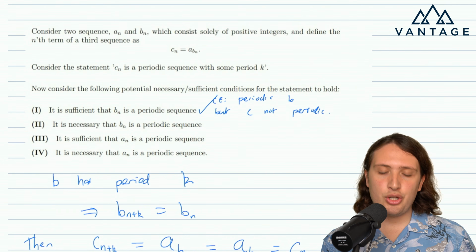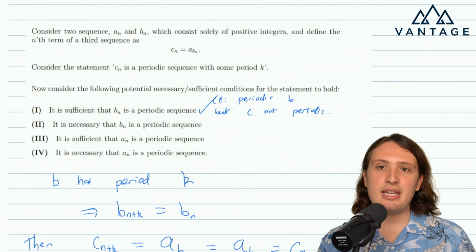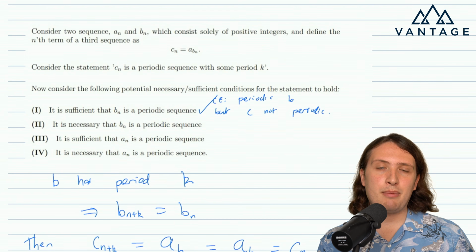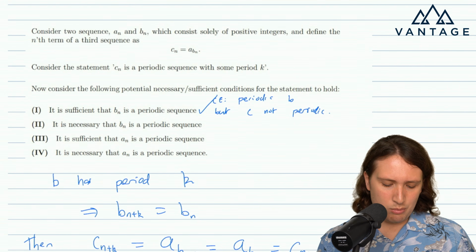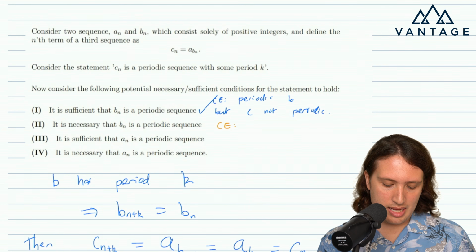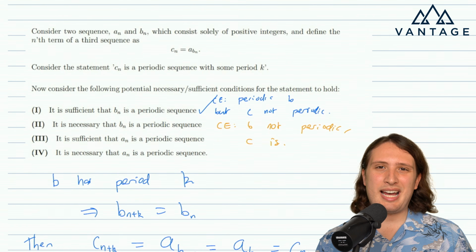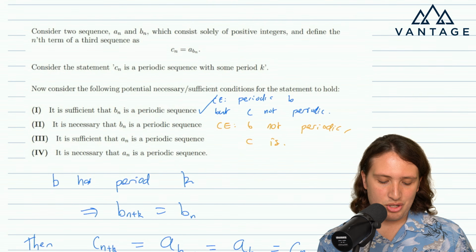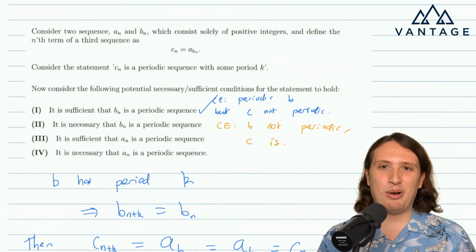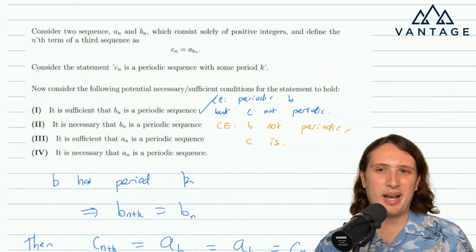What about statement 2? Statement 2 says that B being periodic is necessary. So we're saying that if you don't have B being periodic, you definitely can't have C being periodic. So what would a counterexample to that look like? It would be a case where B is not periodic, but C is. Surely that's possible. For example, surely if A is periodic, it's possible that C gets to be periodic as well.